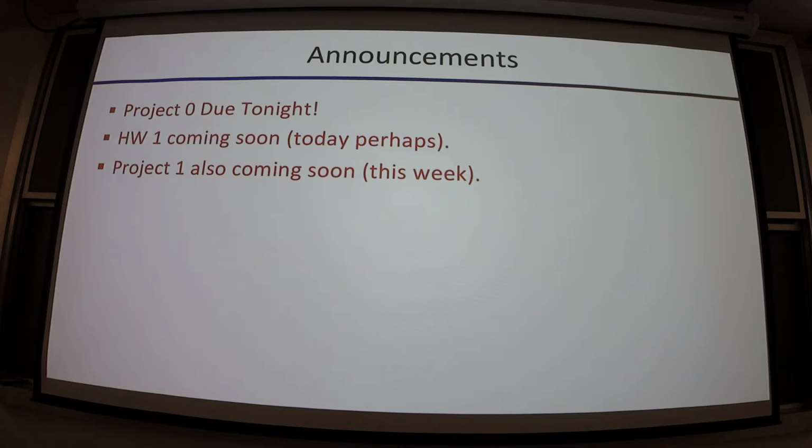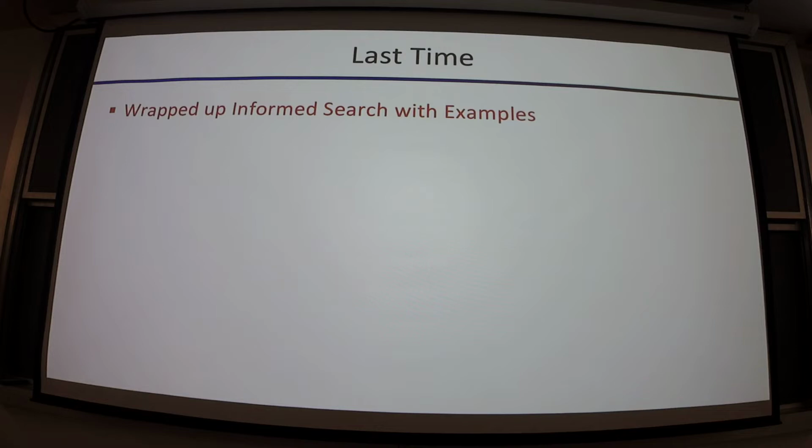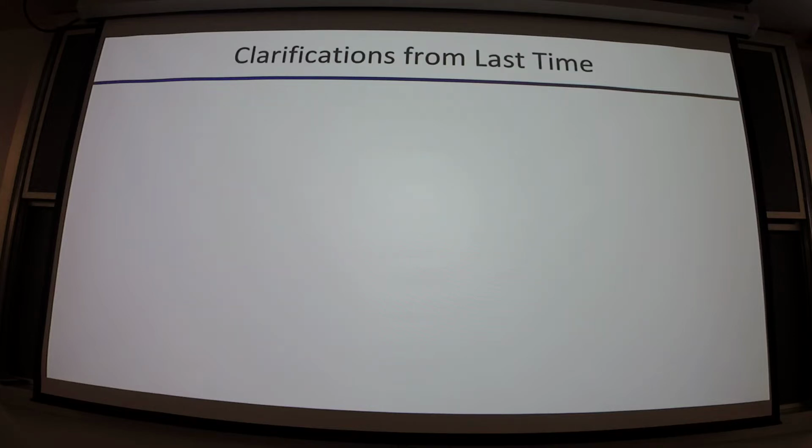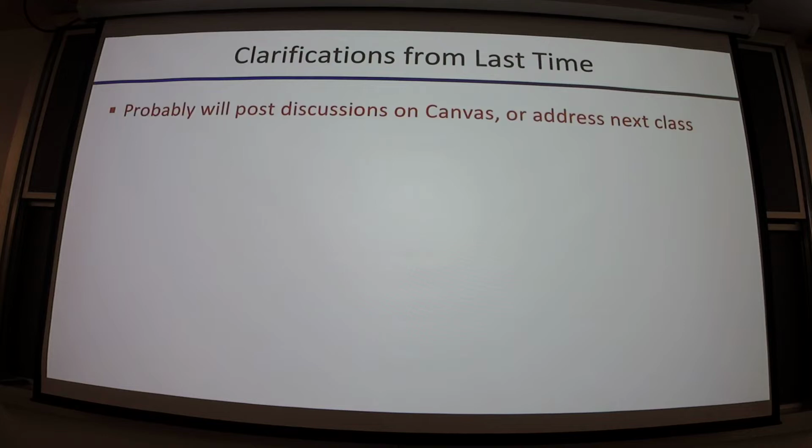Okay. So last time we wrapped up informed search and we did a bunch of examples on the board. We also related some of those concepts to some more real-life concepts in robotics. Clarifications from last time, there were a couple of really good questions. I'm still looking into those. I'm going to probably post discussions on Canvas for these specific questions, or I may just address them next time, okay?